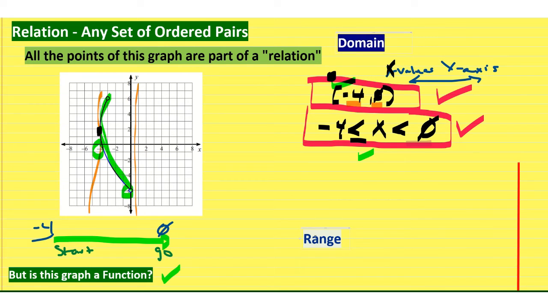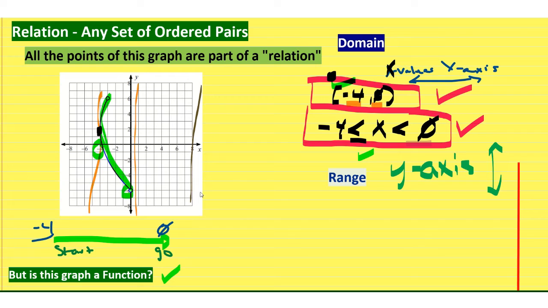Okay, so now let's talk about our range. Our range has to do with which, x or y? Well, of course, it's the y values. So we're going to talk about the y values. The y values have to do with the y-axis, and the y-axis does not go left to right. The y-axis goes up and down. So that means that we are going to look at our graph from top to bottom, or, I should say, bottom to top. So where does my graph start? And where does my graph go to?